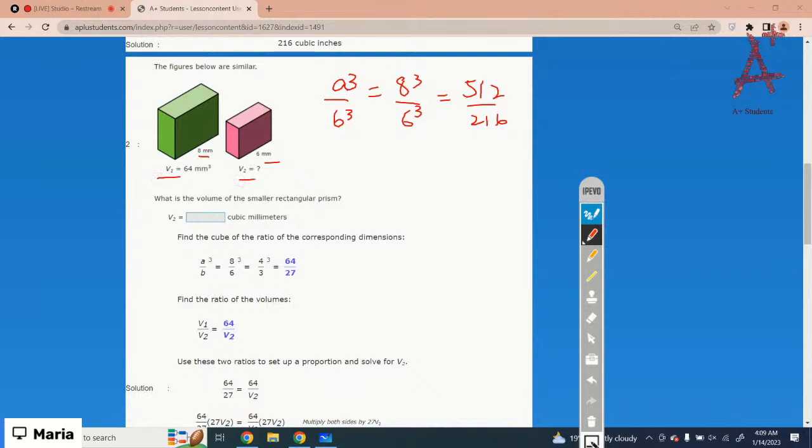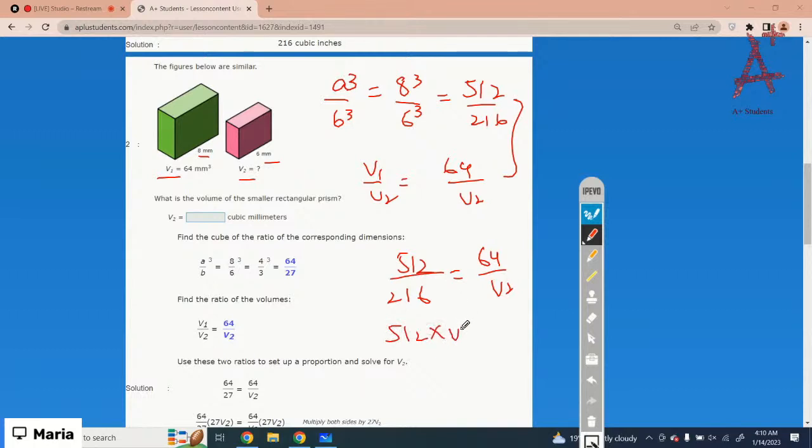Now just look at their volumes. Just form a proportion between their volumes. That would be V1 over V2. V1 is 64 and V2 is the value you have to find. So just equate these two ratios. It would be 512 divided by 216 and that equals 64 over V2. So just do cross multiplication. It would be 512 times V2 and 64 times 216.